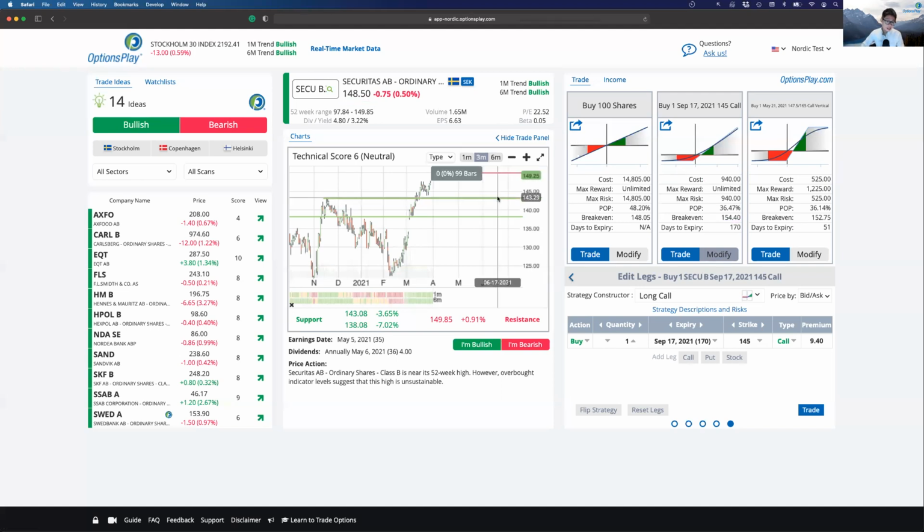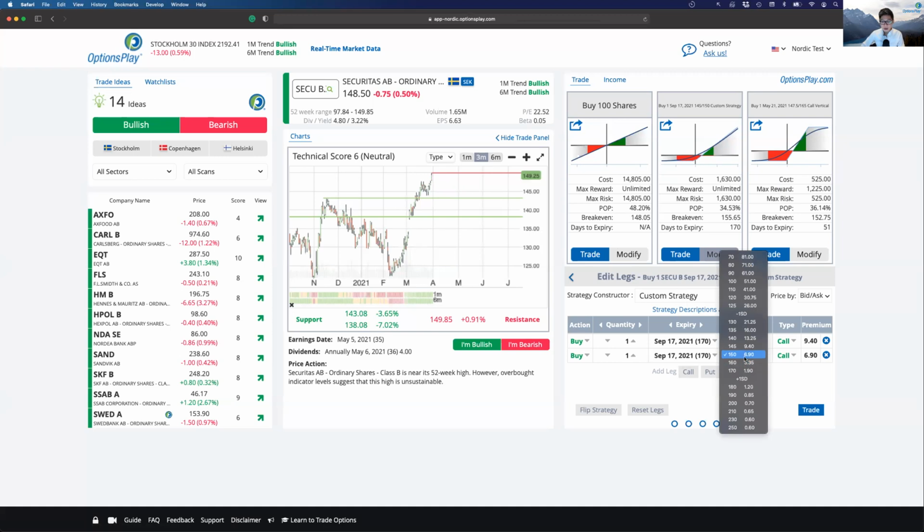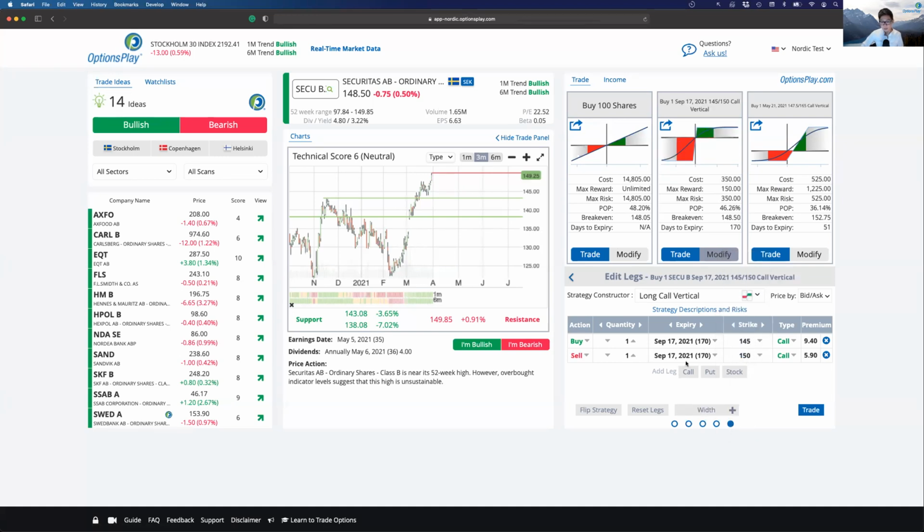What if I think over the next few weeks the stock is just going to trade sideways? If that's the case, then I can sell a call option against this to try to reduce the cost of my trade. So here's an example of what I can do. I can sell maybe a May 150 call option here, and notice how much I've reduced the cost of my call option, if, let's say, over the next month I think this stock is going to be more range bound, right?